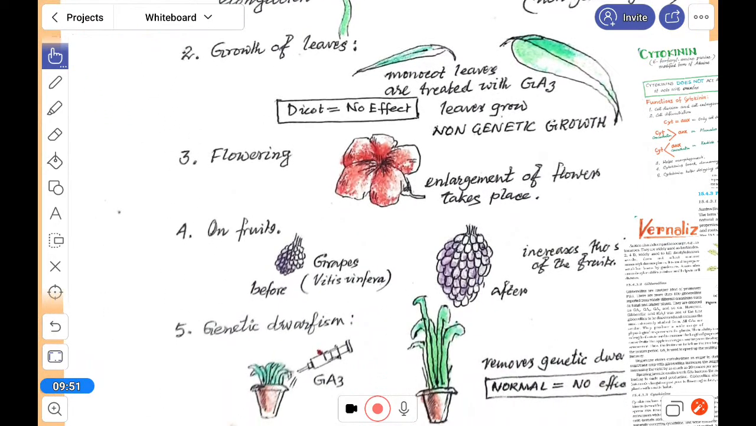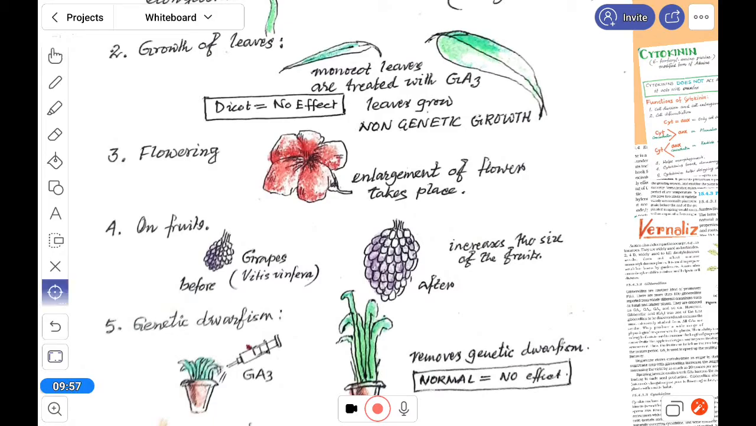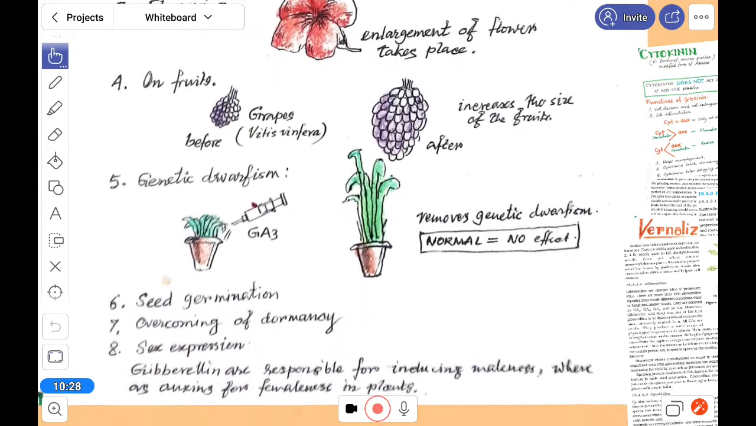In horticulture gardens, it is widely used. In flowering, to make enlarged flowers, gibberellic acid or gibberellin is used. On fruit also, in grapes and certain fruits, it increases the size of the fruit. Now genetic dwarfism can sometimes be removed by gibberellic acid.